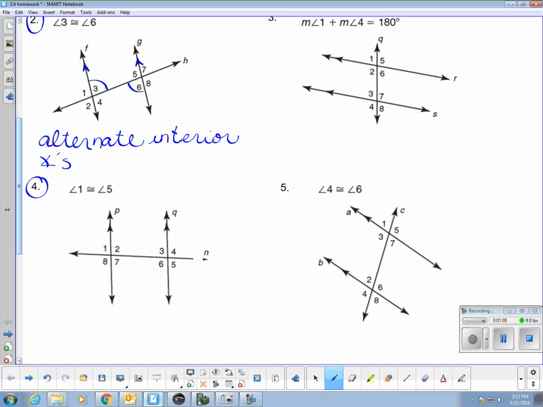In number 4, since line P is parallel to line Q, then angle 1 is congruent to angle 5. Angle 1 and angle 5 are alternate exterior angles.